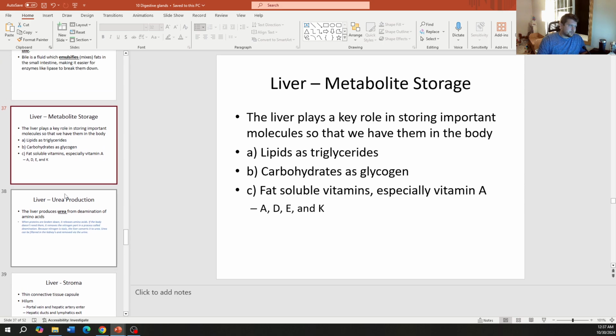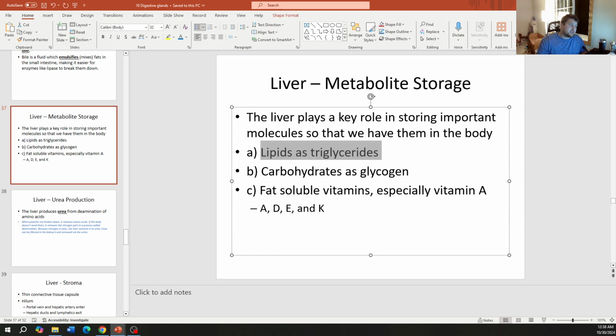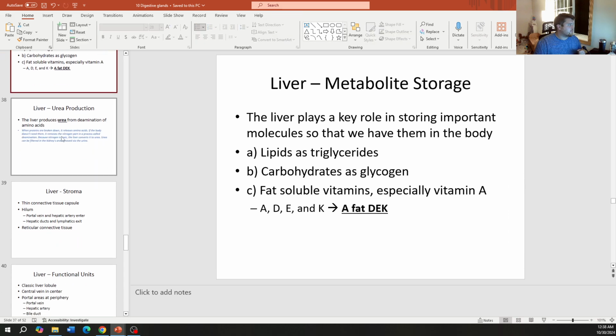Metabolite storage. The liver stores important stuff. Lipids, so fats, as triglycerides, carbohydrates as glycogen, and then fat-soluble vitamins, especially vitamin A, but also vitamins D, E, and K. A way to remember this, I've mentioned this before in biochemistry: A, D, E, K, is the way that we can remember all of our fat-soluble vitamins.